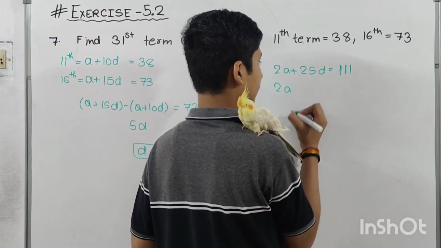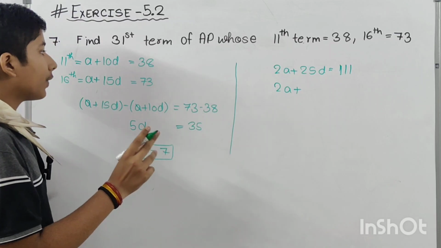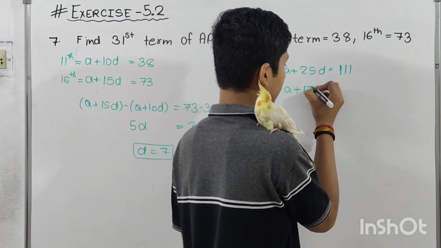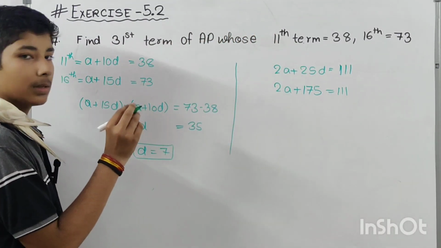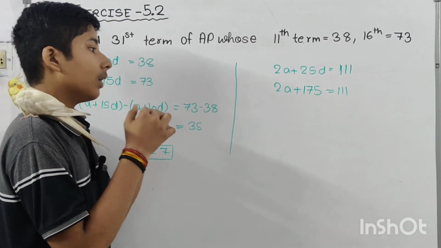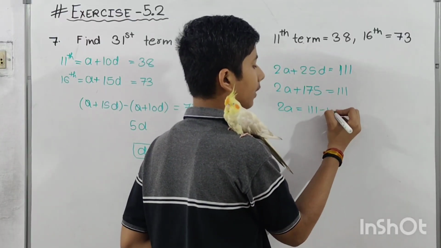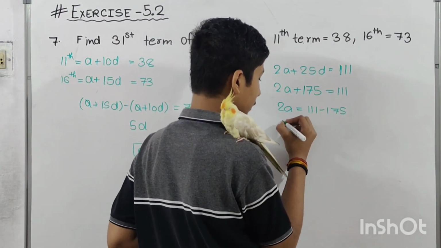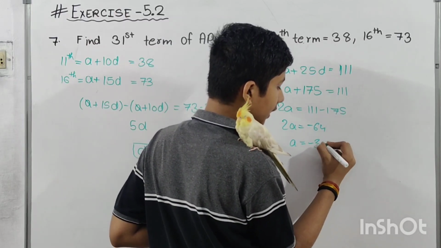So 2a plus 25 into 7, which is 175, equals 111. Now 2a will be 111 minus 175. So it will become negative 64. 2a equals negative 64. So a will be negative 32.